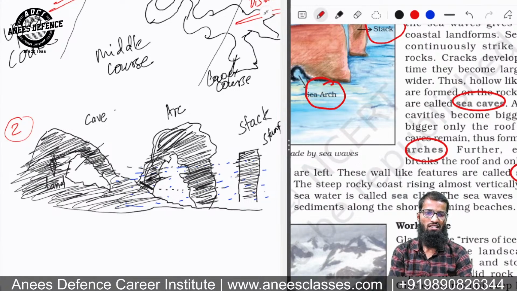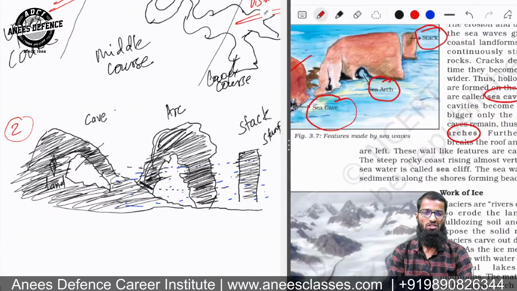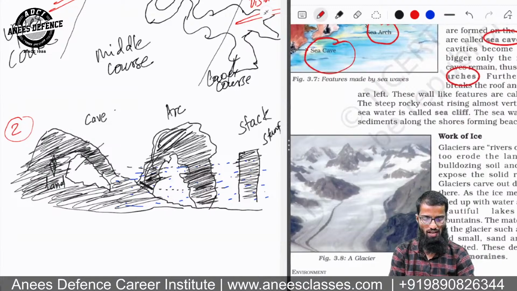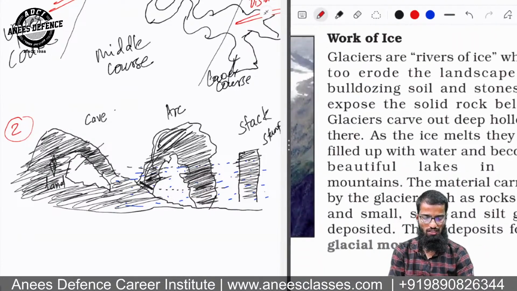They will ask, arcs, sea caves and stacks are the landforms of which of the following, and they will give the example of glaciers. They will talk about rivers, and they talk about the wind and other things, and they will also give one option as sea waves. So the right option will be sea waves. Now, work of ice. Okay, actually glaciers are the rivers of ice, remember that.